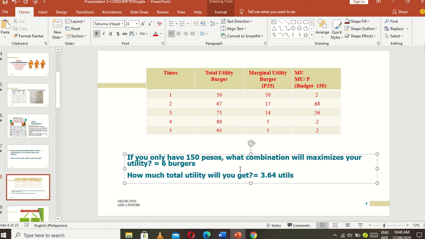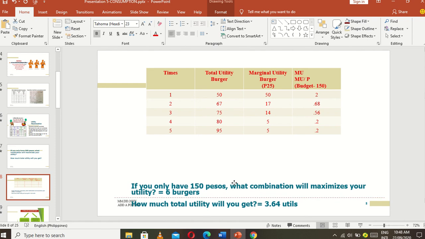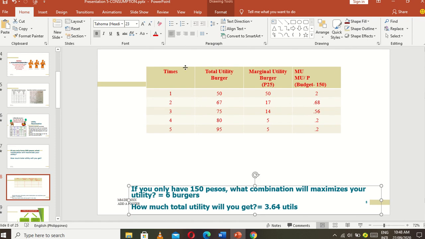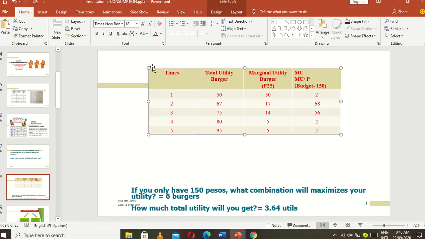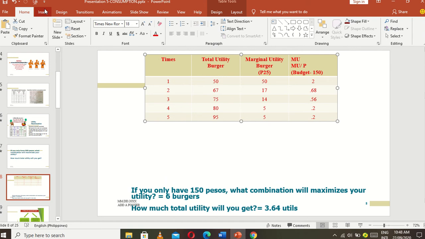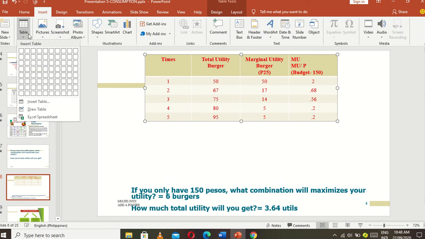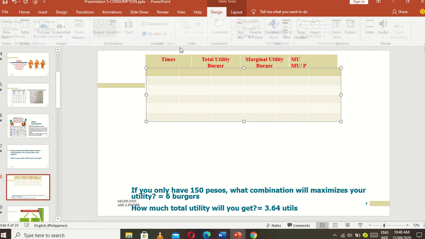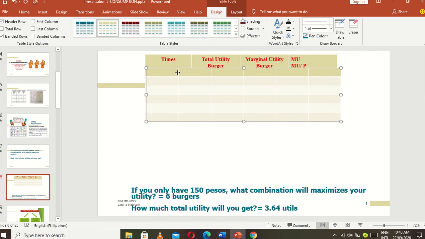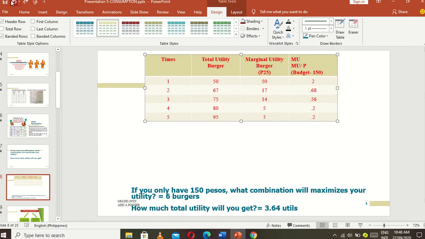Okay, so that's it, children. But if we're going to combine another, let's have another table here. Let's assume we'll have a partner of the burger, which is the juice.